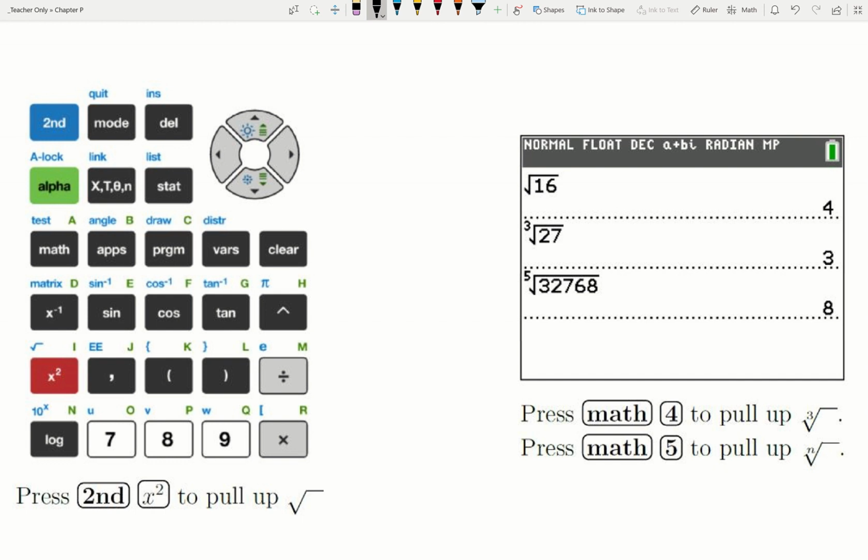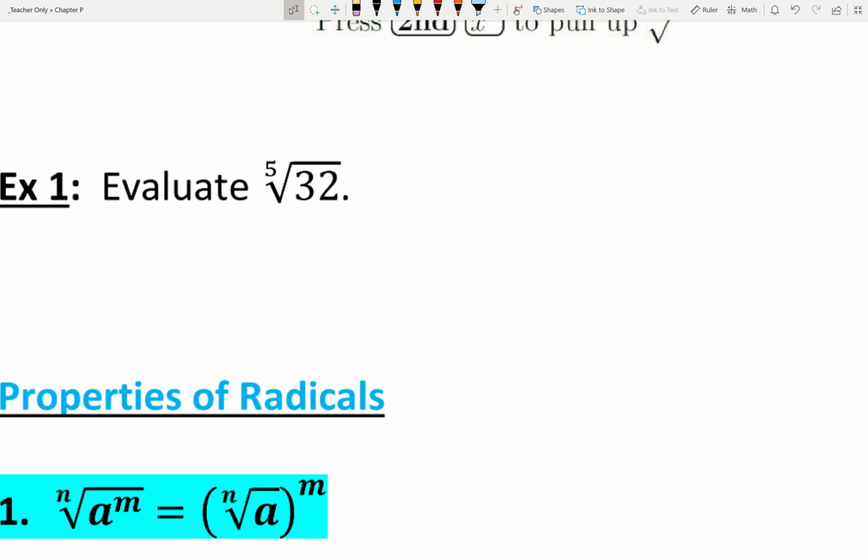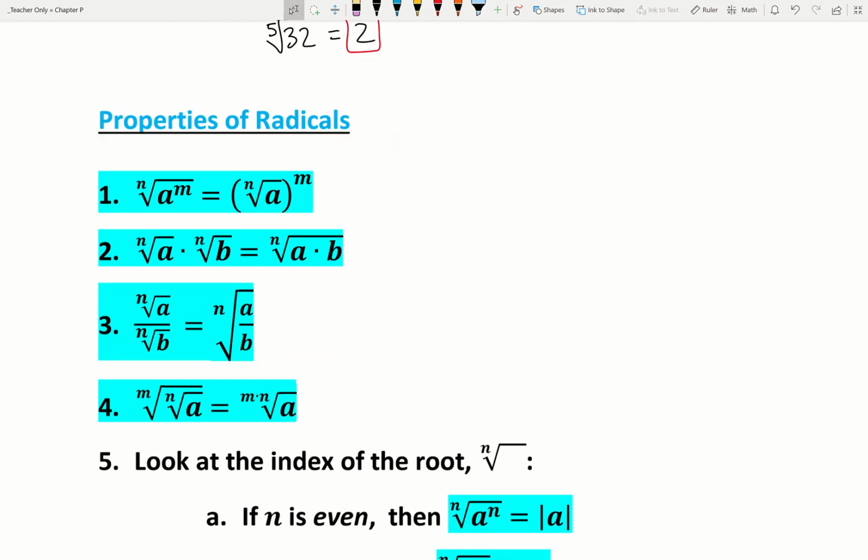So again, just a real quick look at how to punch these into the TI-84 calculator. If you don't have this type of calculator and you're curious how to punch that into one of your own, just come see me and we can figure it out together. Real quick on this one, taking a look at how to evaluate, this would simply be 2 if you punched it in. We'll point that out as our first little result. This is just a practice using the calculator type of example.